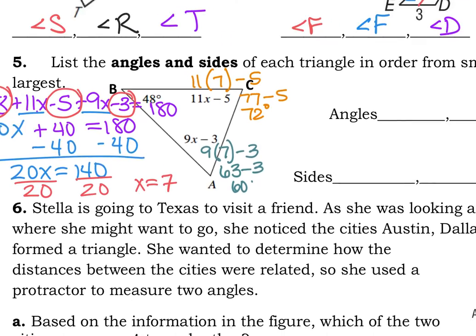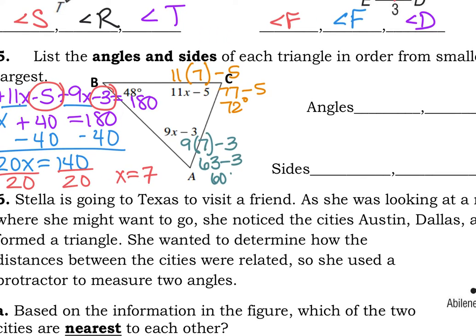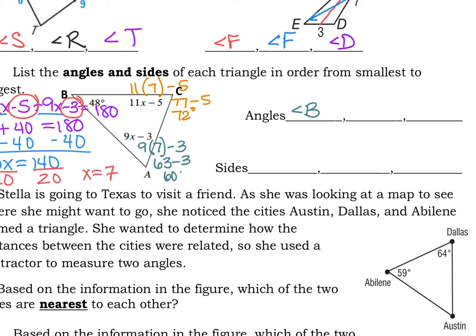All right, so now let's answer the question. The question wants us to list the angles and the sides in order from smallest to largest. So what is the smallest angle? 48, right? So what angle is that? Angle B should be the first angle. What's the next angle in order from smallest to largest? A, all right, let's put A there. Therefore, the largest angle should be angle C.